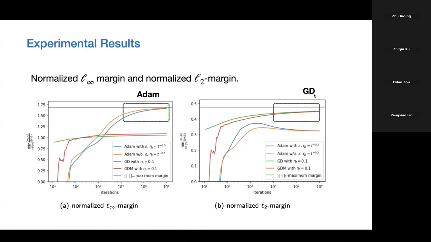As a comparison, if we consider the L2 margin, gradient descent will finally converge to the max L2 margin, but you can see the rate is much slower, even after 1 million iterations. There is still a substantial gap between the L2 margin achieved by gradient descent and the max L2 margin. But for Adam, the convergence rate can be much faster. So this also backs up our theorem.